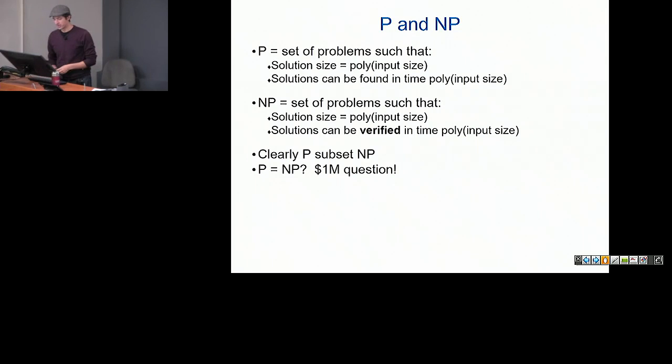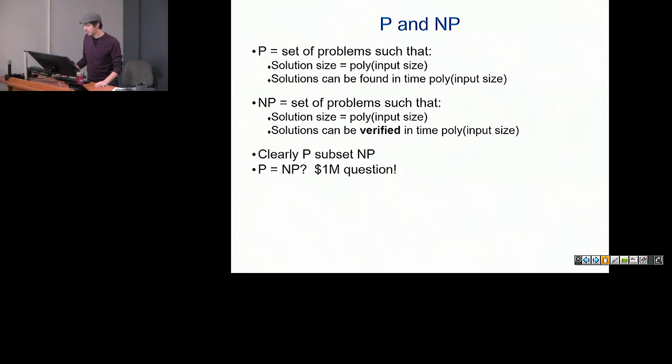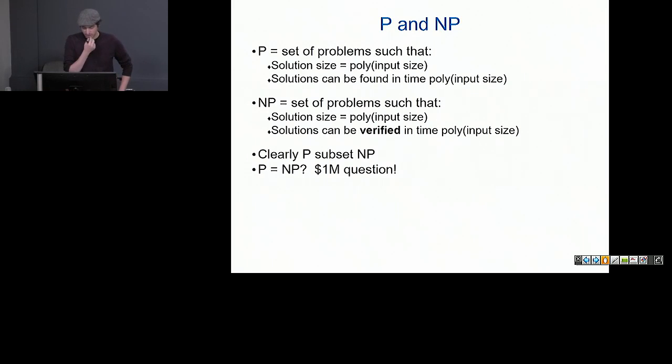Okay, so as we mentioned last time, here are the definitions of the class of problems P and NP. In both, the solution size that you're looking for should be polynomial in the input size. But in P, you need to solve the problem in polynomial time. For NP, you just need to be able to verify someone else's solution in polynomial time. And we'll see a lot of examples of these problems today.